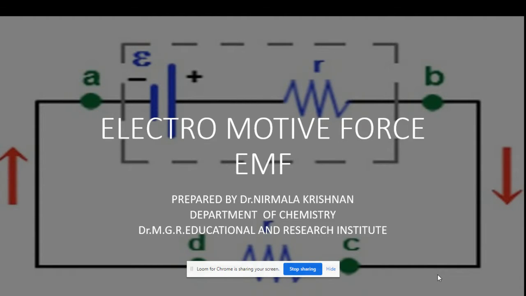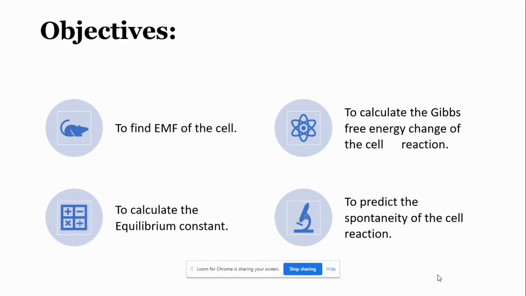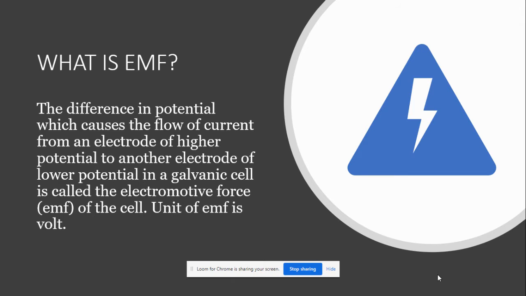Today, I am going to talk about the virtual lab on EMF, that is electromotive force. What are the objectives of this experiment? In this experiment, we are going to find the EMF of the cell. Using the EMF of the cell, we will be able to calculate the Gibbs free energy change of a cell reaction. We will be able to calculate the equilibrium constant and to predict the spontaneity of the cell reaction.